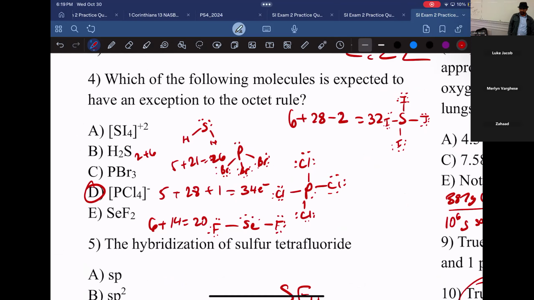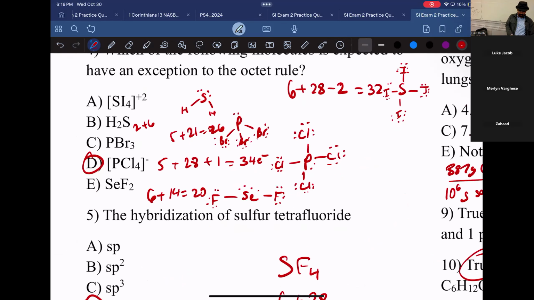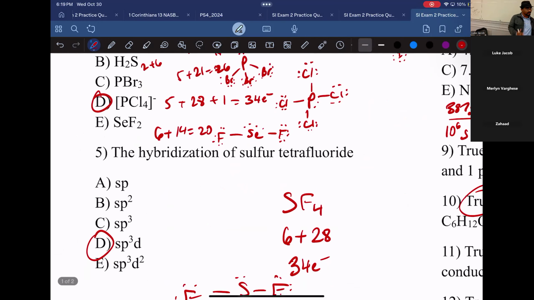So this is also a question on last year's test. I just changed up the molecule slightly. Which of the following molecules is expected to have an exception to the octet rule? Anyone have any questions about this? BCl4 has a lone pair on it. Please, on Zoom, if you have questions, send them in the chat.